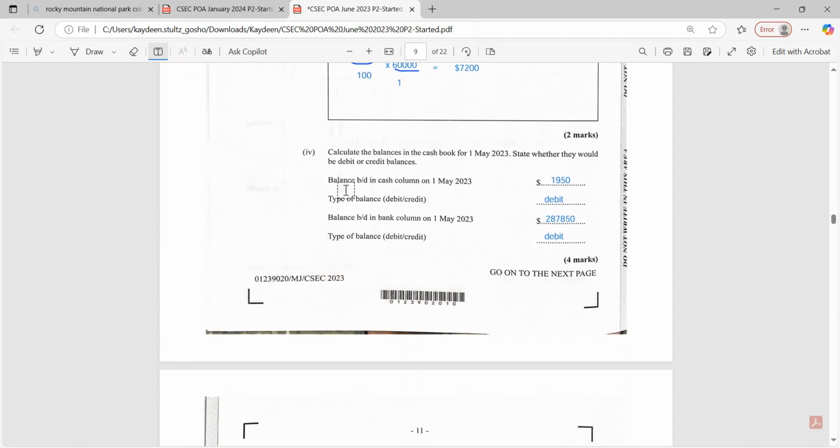All right, so let's look at the questions that they give us on this aspect. They asked us for the balance BD in the cash column on the 1st of May 2023. That was 1,950. Both balances were on the debit side. Balance BD in the bank column was 287,750, and it was also on the debit side.